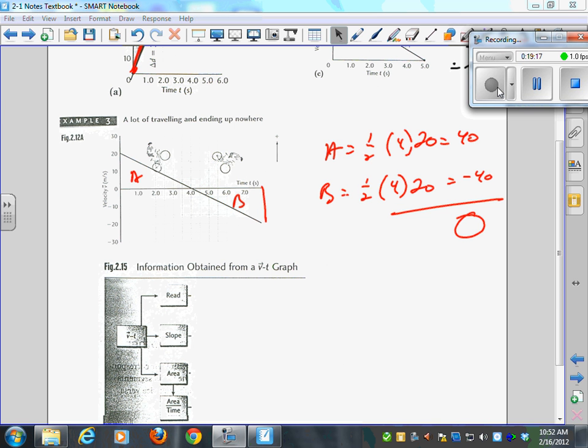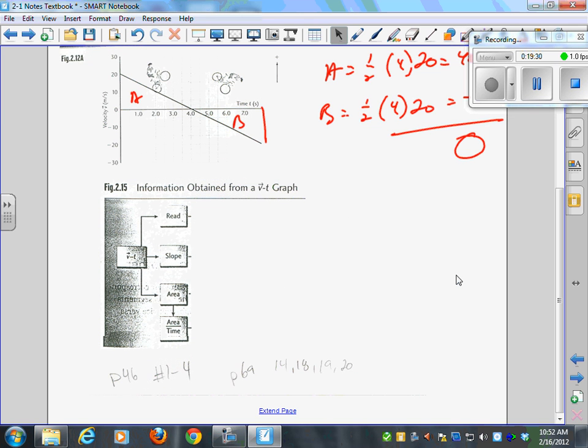The money ball is on the bottom of page 45. This is information obtained from a VT graph. So let's fill this in. Very similar to the flowchart. Information from a VT graph. So, from a VT graph, what do we read? We read instantaneous velocity. From the VT graph, slope gives us acceleration.